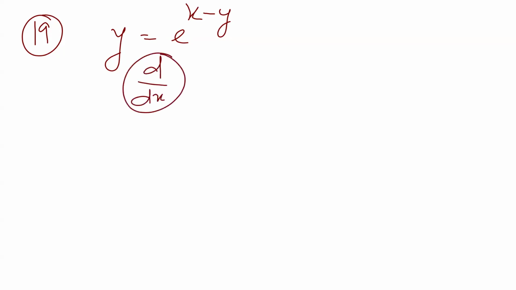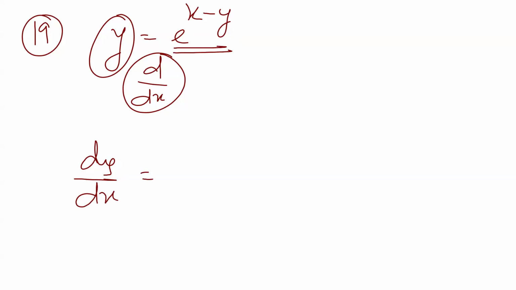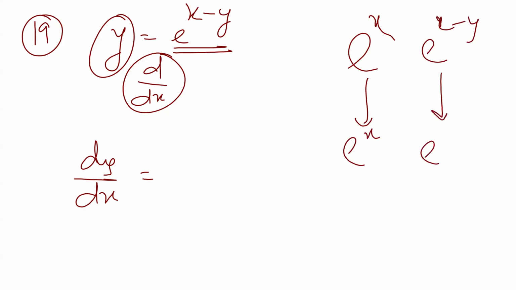So derivative of left hand side y is dy by dx. Derivative of e raised to x minus y: derivative of e raised to x is e raised to x, so for e raised to x minus y it is e raised to x minus y, into d by dx of x minus 1, dy dx.